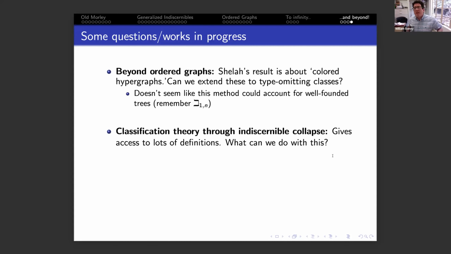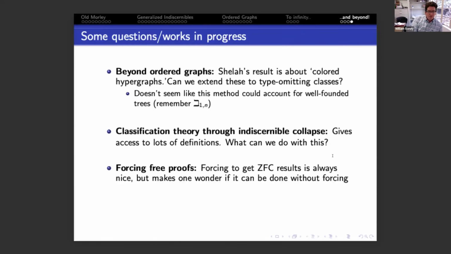Then once you have more of these classes you can build blueprints from, this sets up how much of this first order map of classification theory and dividing lines can be translated to AECs solely through the language of indiscernible collapse, and what can you do with this? And then maybe this is not the best audience for this question, but whenever you see forcing used to prove a ZFC result, it's a natural question: did you really need forcing? Could you remove it? So I wonder if you could do that for these ordered graph blueprints.